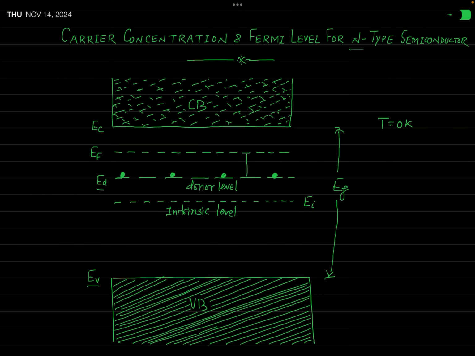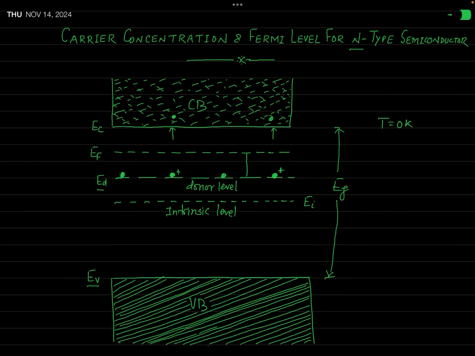But as the temperature increases slightly, some of the donor atoms get ionized and contribute electrons to the conduction band. For example, if you consider that this atom now becomes ionized, then its electron will move to the conduction band. And we also consider that this atom also gets ionized, then the electron will move to the conduction band from this atom. So with rise in temperature, some of the donor atoms will get ionized.